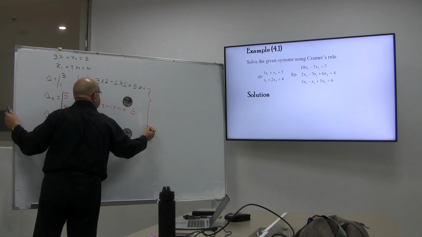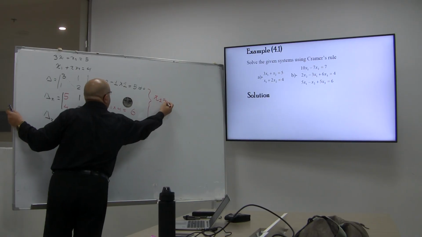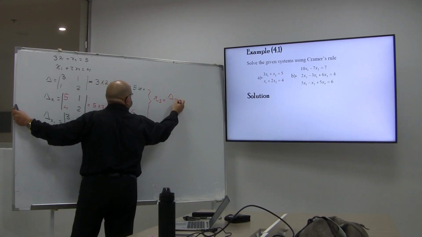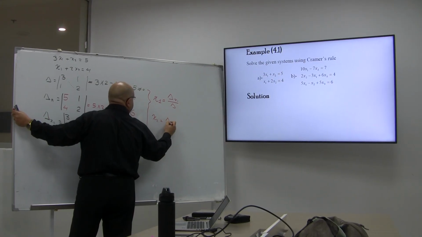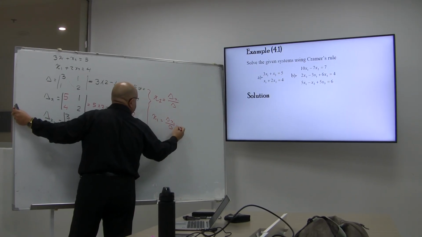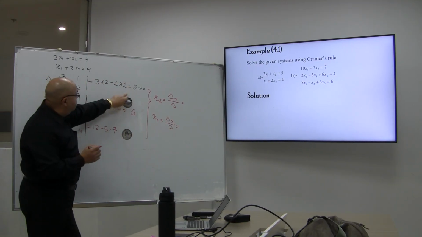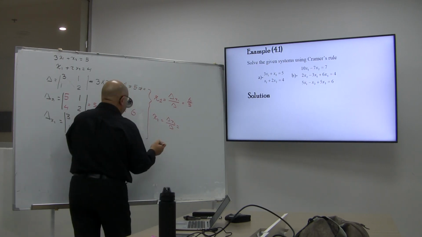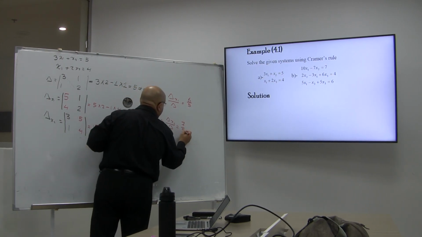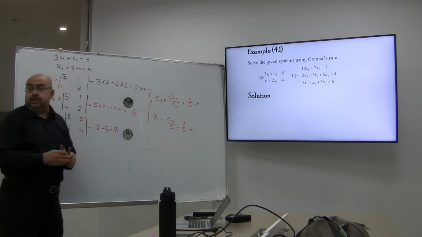From the values of these determinants, I have the solution. x1 will equal delta of x1 divided by delta, and x2 is delta of x2 divided by delta. So simply, all I have to do is divide 6 over 5. Then I will divide 7 over 5, and that's the solution of this system of equations.